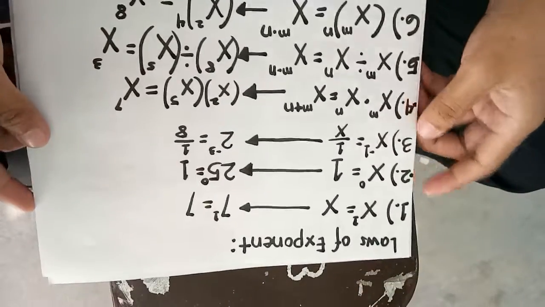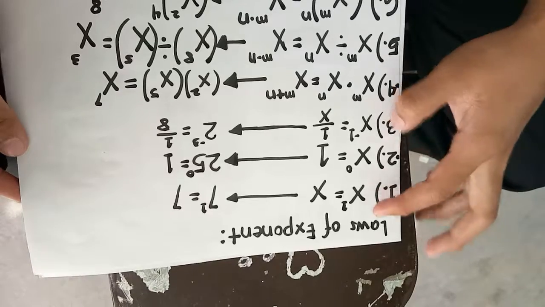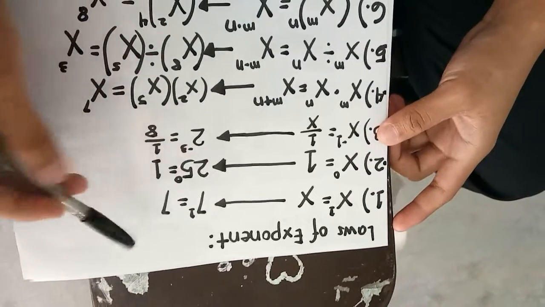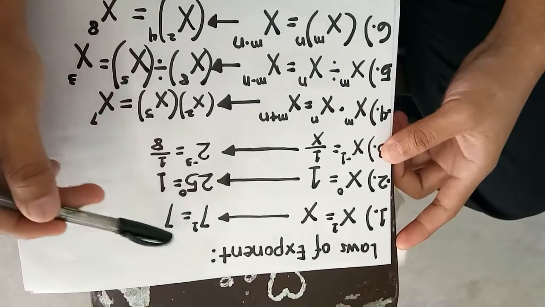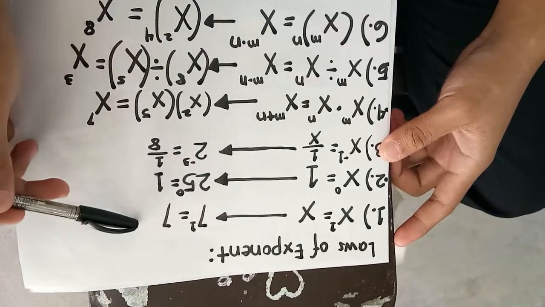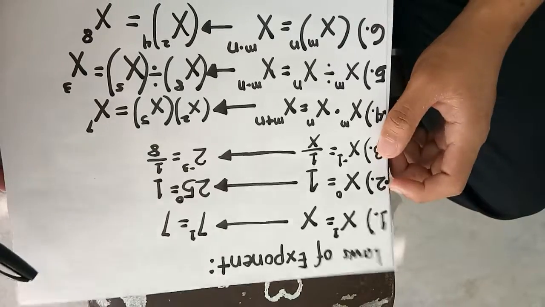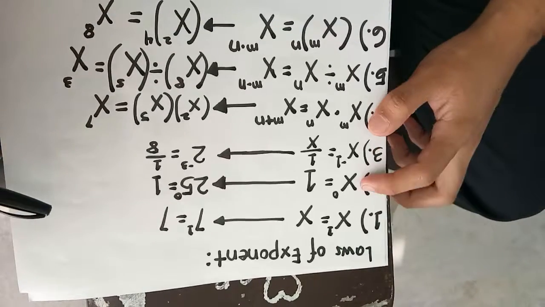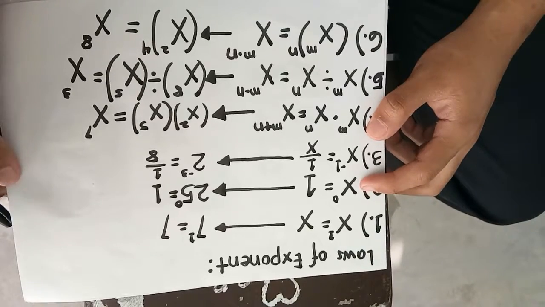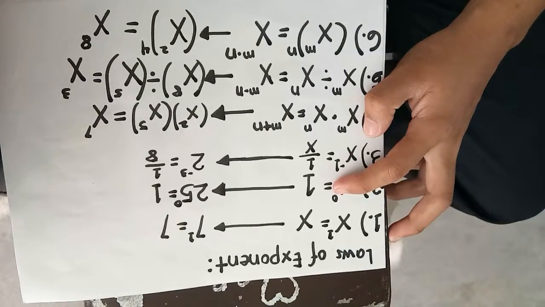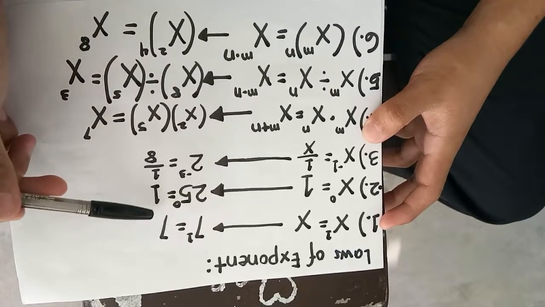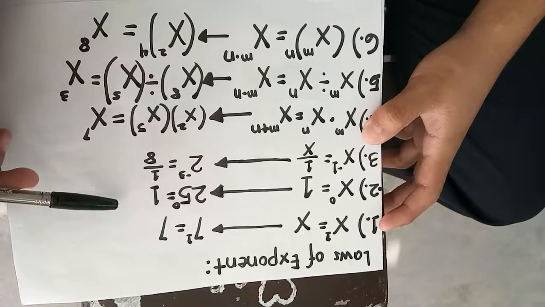So the first law of exponent is any term raised to the first power is the number itself. We have an example here that 7 to the first power is equal to 7. The second law of exponent is any term raised to the power of 0 is equal to 1. We have an example here that 25 raised to the power of 0 is equal to 1.